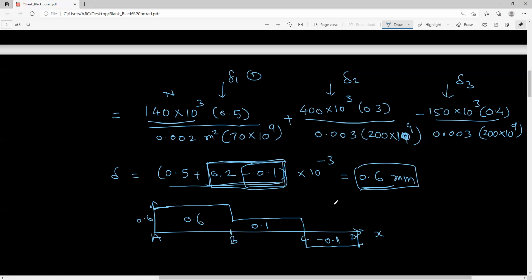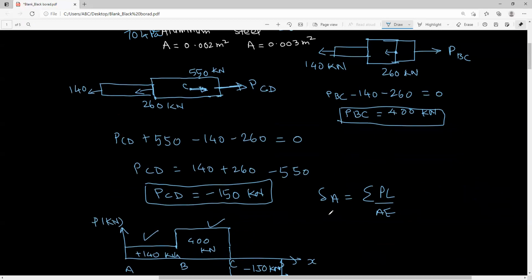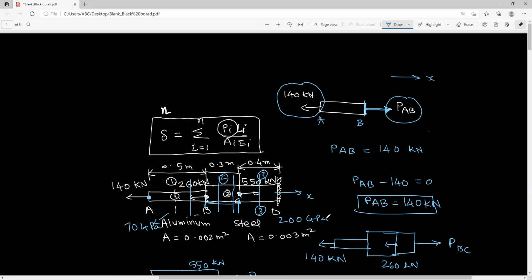So you can see here the parts AB and BC will be under tension, because you can see the positive deflection, and the part between C and D will be under compression. So basically the negative sign of the deflection says that the bar will be shortened in that part, whereas in the first part the bar will be elongated. Okay, and in the last part it will be shortened. So this is how you have to visualize the deflection diagram and the force diagram. Thank you.